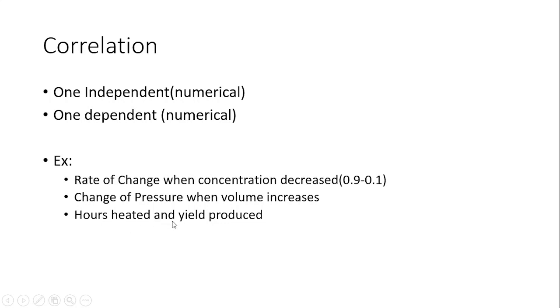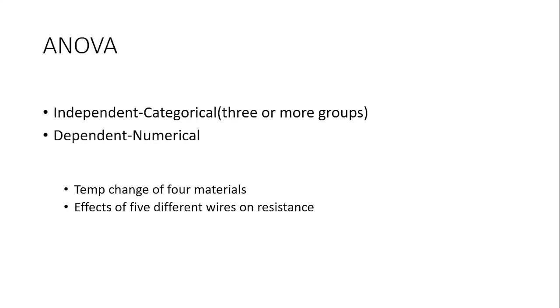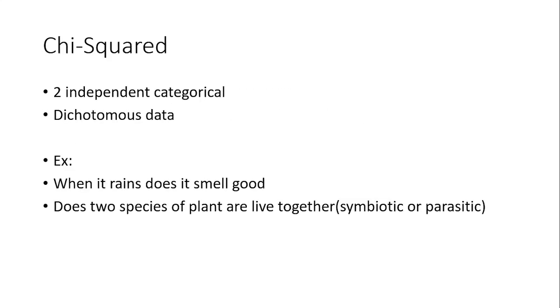Hours heated, and yield produced. So hours heated will be your independent variable, and the yield produced will be your dependent variable. So if you increase this one, this will increase as well. So you would expect a positive correlation. I will explain it thoroughly in my correlation video, and you should watch that if you're doing this type of experiment. So I explain each test, decide on which one to do, and watch that video.